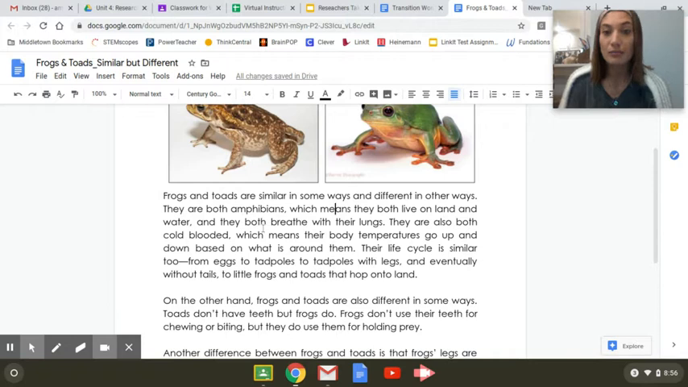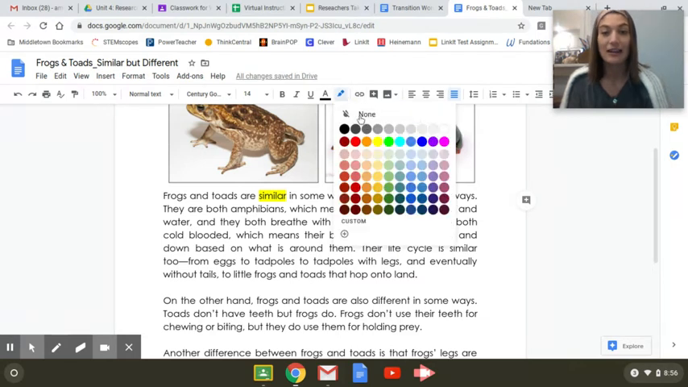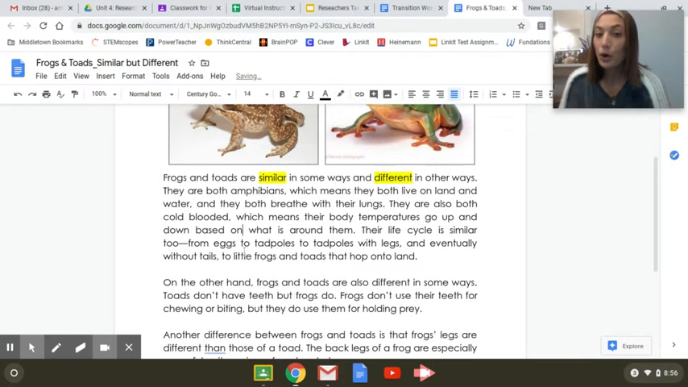Frogs and toads are similar in some ways and different in others. Again, some keywords that are telling me this is compare, contrast: similar and different. It's telling me how they're similar and different. They are both amphibians, which means they both live on land and water, and they both breathe with their lungs. Both to me means it's like together, so that must be how they're similar. Whenever you see both, that usually means they're talking about similar. They're comparing them. Comparing means the same, and when we contrast, we talk about how they're different.